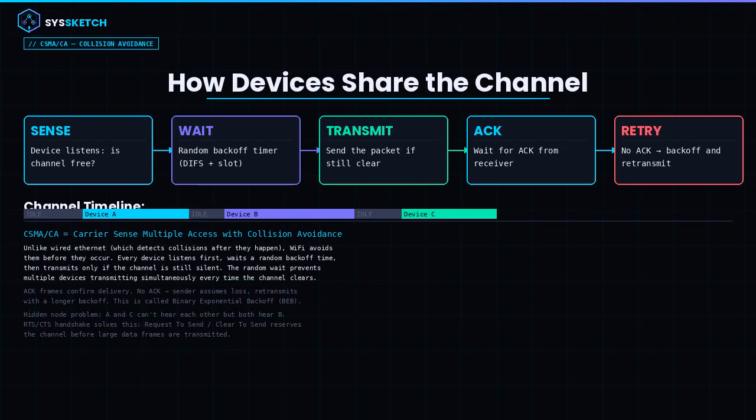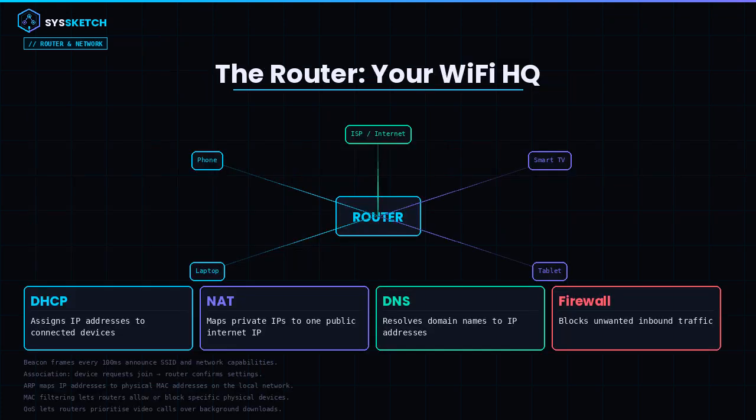Your router is the hub of your local network. It does several jobs at once. First, it constantly broadcasts a signal called a beacon frame, typically every 100 milliseconds, announcing the network name, called the SSID, and the capabilities of the network. Your device sees this beacon and knows the network is there. When you connect, your device and the router perform an authentication and association process. They agree on security settings, exchange keys, and establish a connection. Then the router assigns your device an IP address using a protocol called DHCP, Dynamic Host Configuration Protocol.